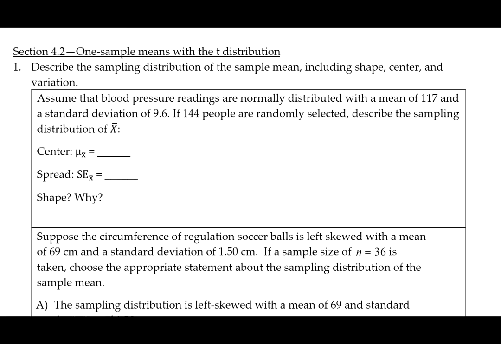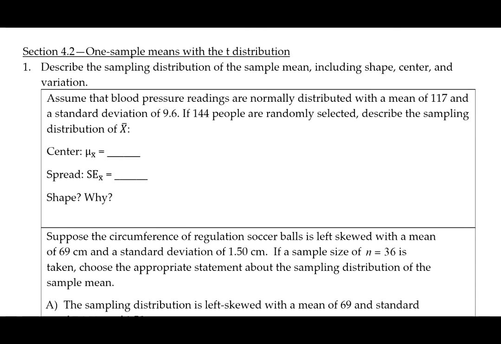and variation. Statistical theory tells us what the sampling distribution looks like. The sampling distribution is the distribution of all possible values of X bar from all possible samples of the same size that can be taken from the population. We know that the center of that distribution is equal to the center of the population.